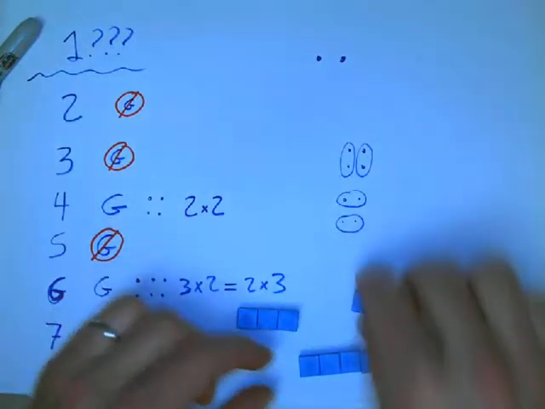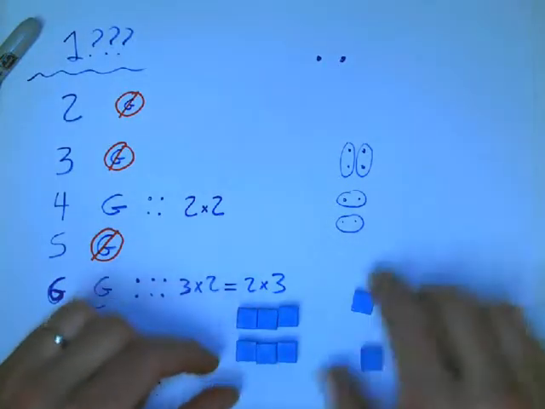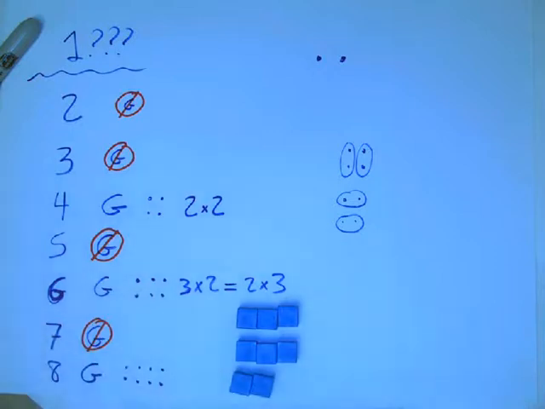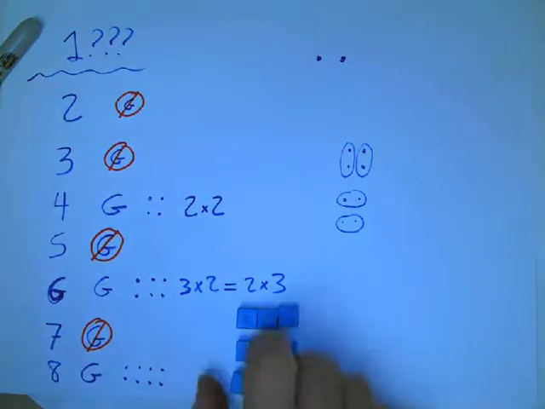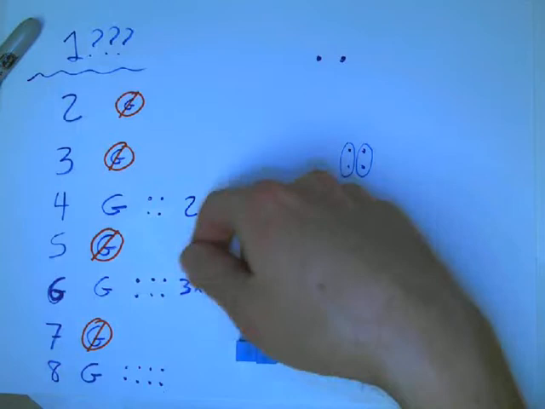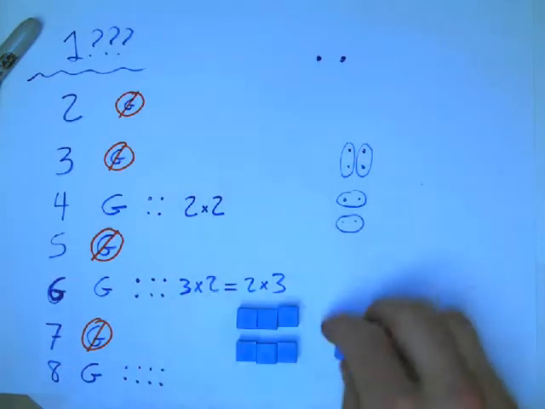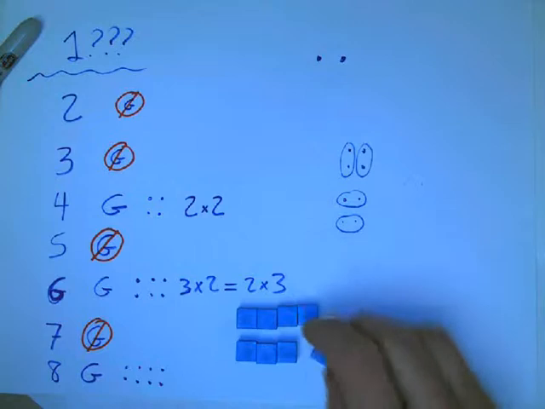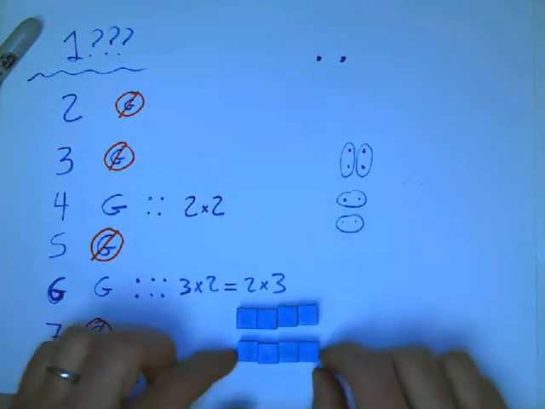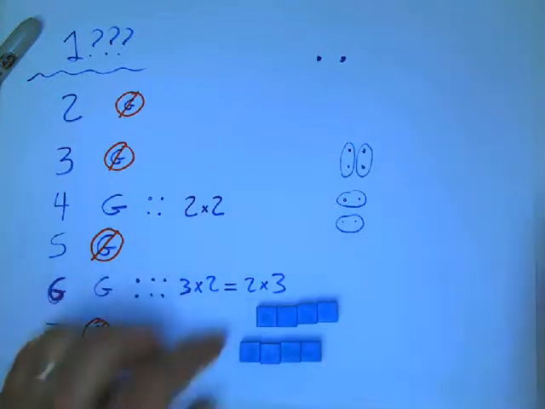But wait a minute. Does it group into 3s? Okay. Well, there's the 3. There's 3. Uh-oh. No, it doesn't group into 3s. Okay. So 6 was something that grouped into 2s and 3s. But 8 groups into 2s but not into 3s. Does it group into 4s? We haven't found anything that groups into 4s yet.